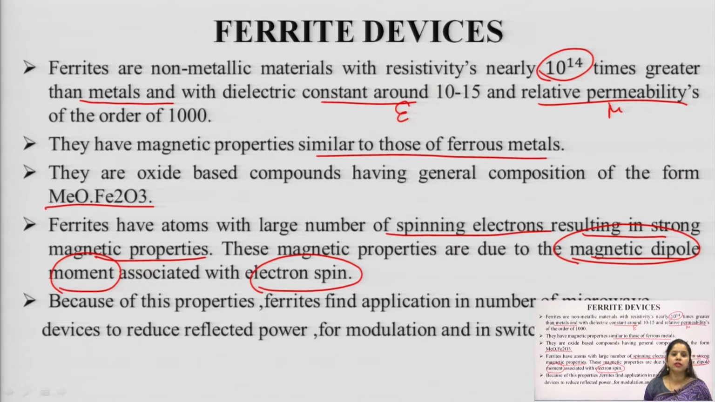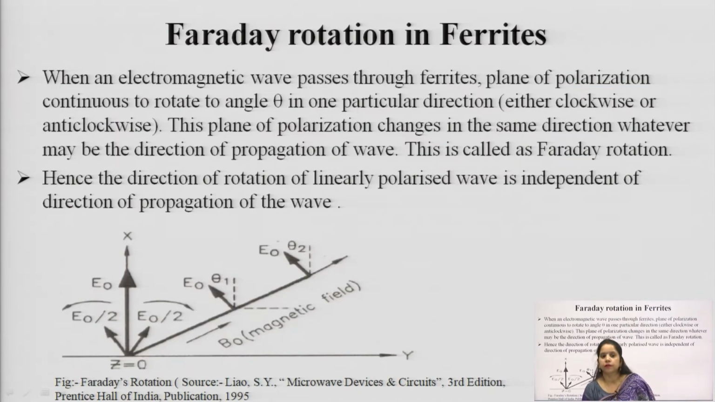So, ferrite components in microwave find a number of applications in the form of isolator, circulator, gyrator, etc. But in today's class, as per the syllabus prescribed to you, we will go through the isolator and circulator. Before proceeding, first of all we should know what is Faraday rotation in ferrite. So, what is the Faraday rotation in ferrites?